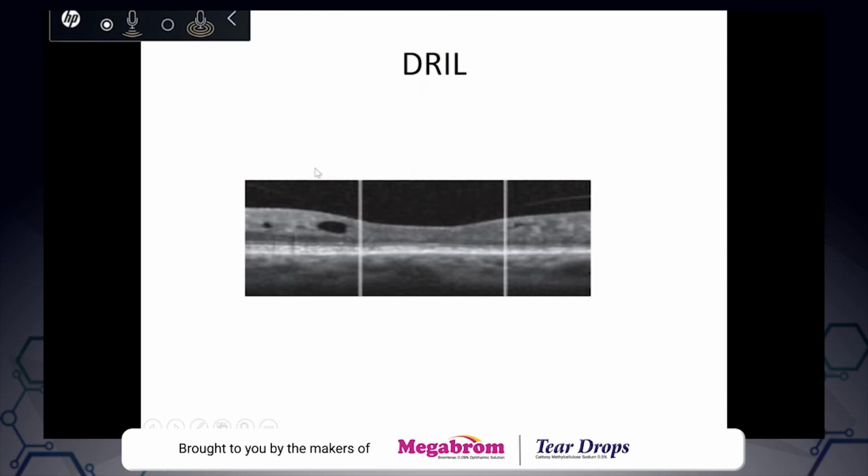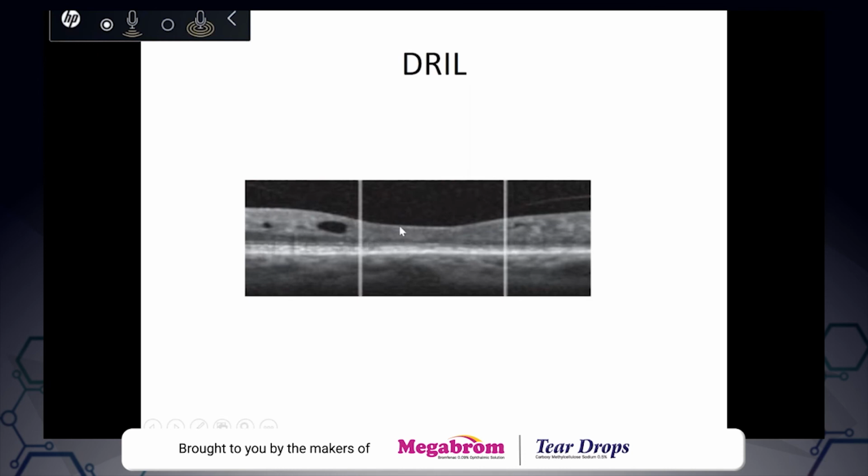Another thing of importance in diabetic macular edema affecting the inner retina is DRIL. DRIL is disorganization of the retinal inner layers. You cannot see the layers, the differentiation between the layers. You cannot see the layers in this OCT. So this is DRIL. DRIL is actually a very important OCT biomarker for diabetic maculopathy. When DRIL is present, it is an indicator of poor visual prognosis.